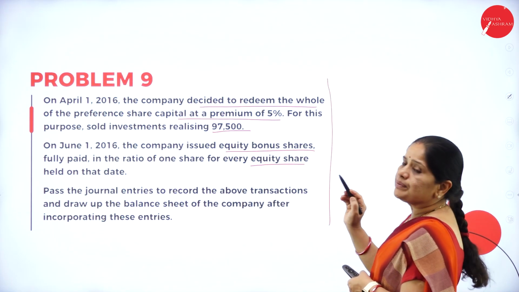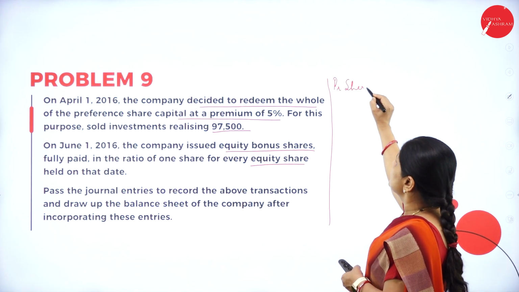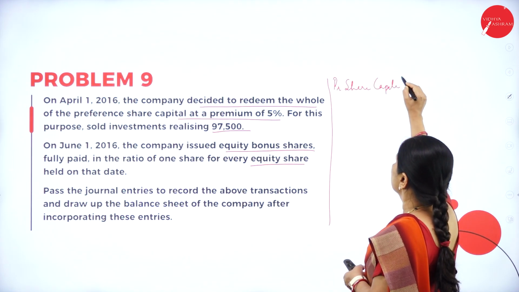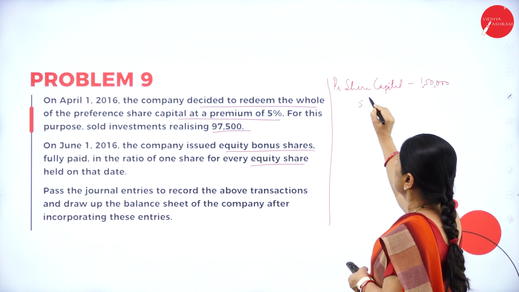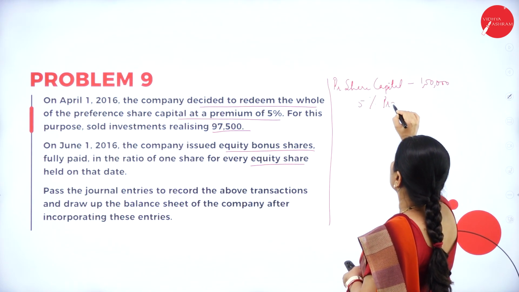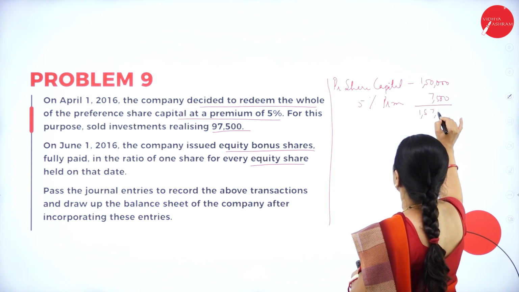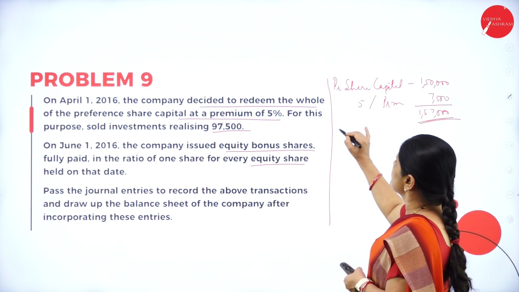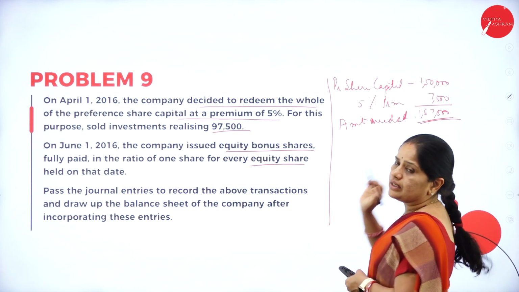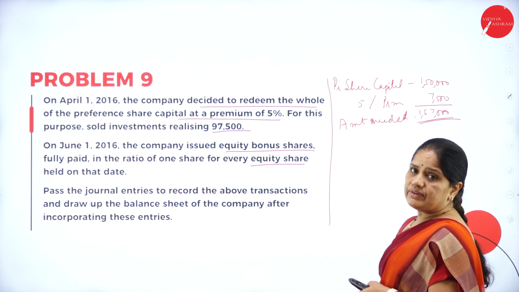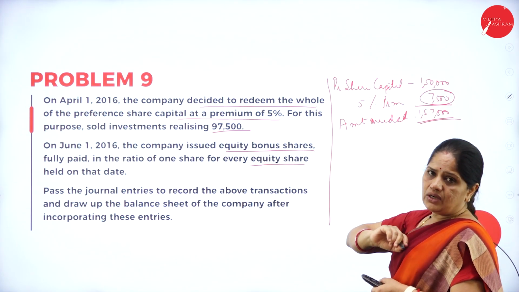Now, first thing is we make a note of what is the information given here. So, we have the preference share capital. What is the preference share capital to be redeemed? 1,50,000. Then we have a 5% premium on this. So, that comes up to 7,500. So, the total will be 1,57,500. This is the amount needed for redemption. Now, first thing is we have to provide for the premium 7,500.